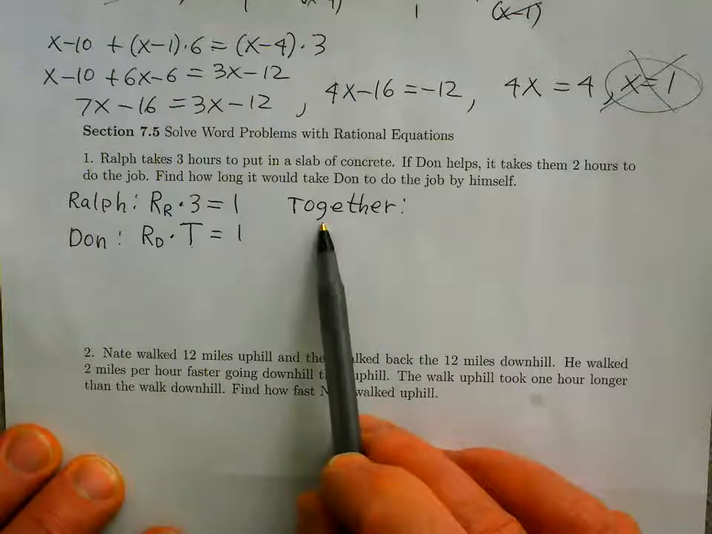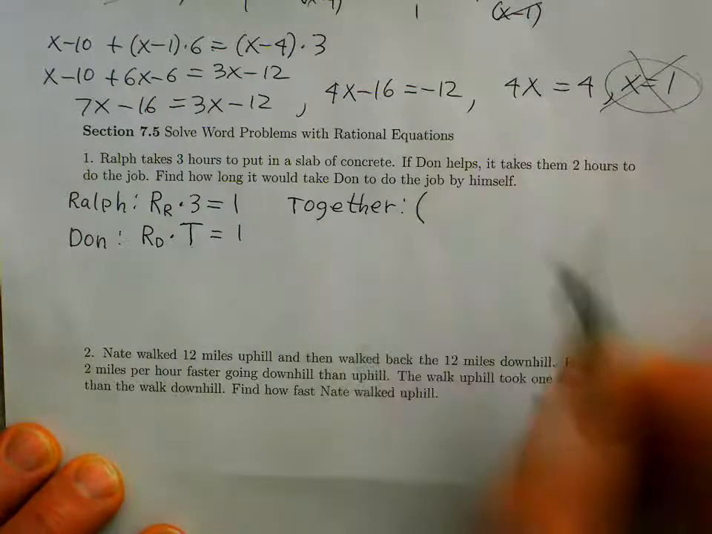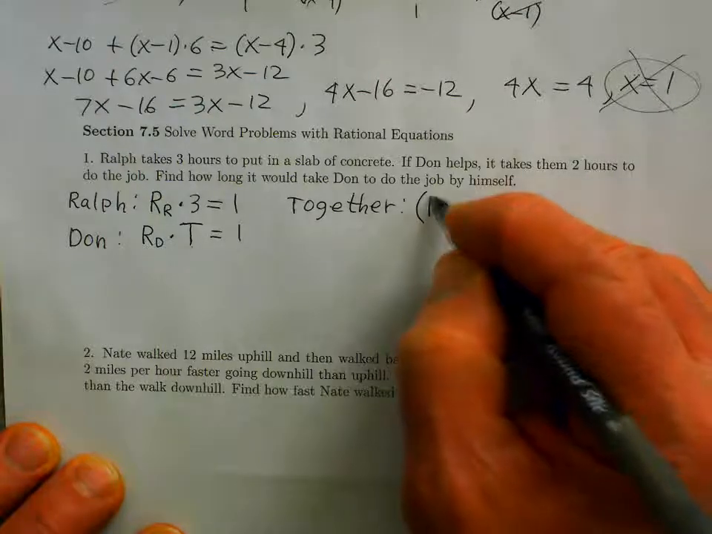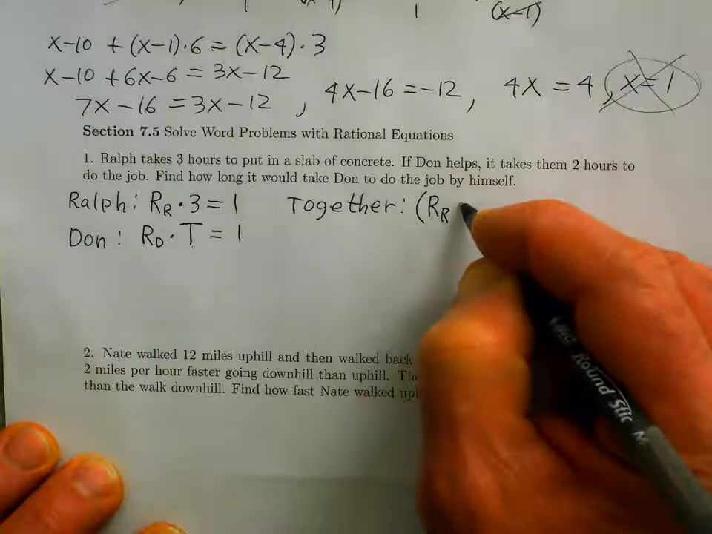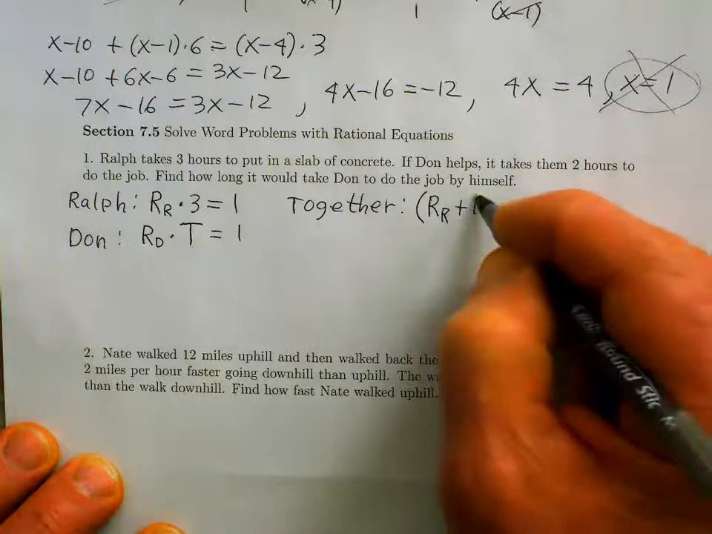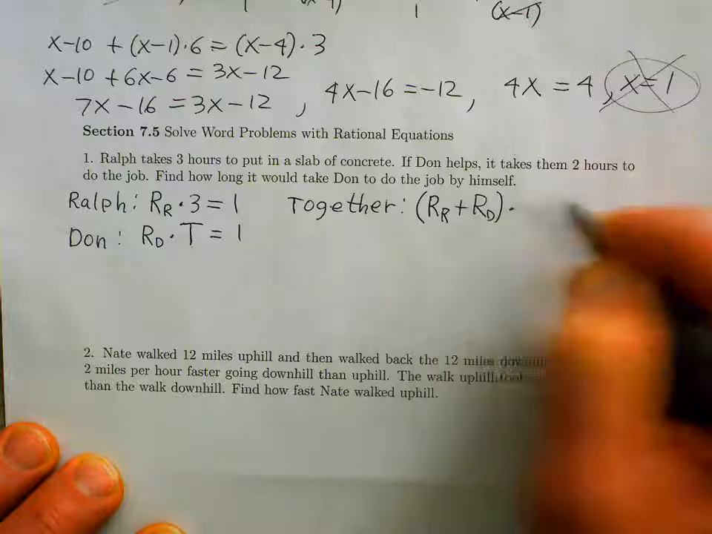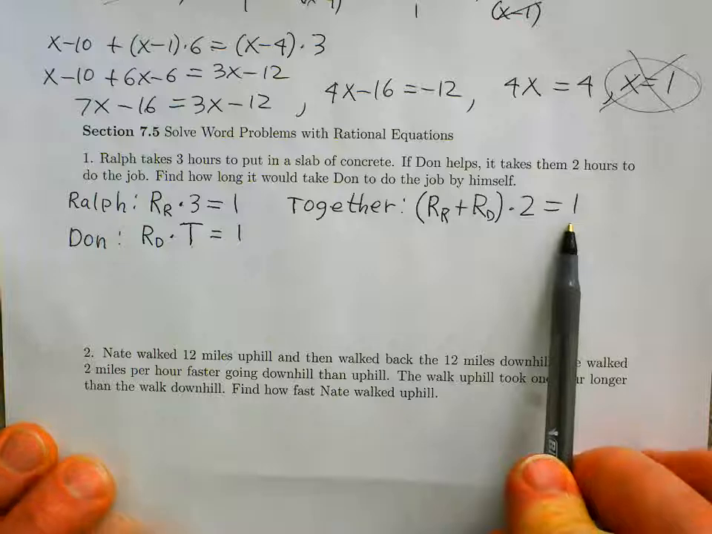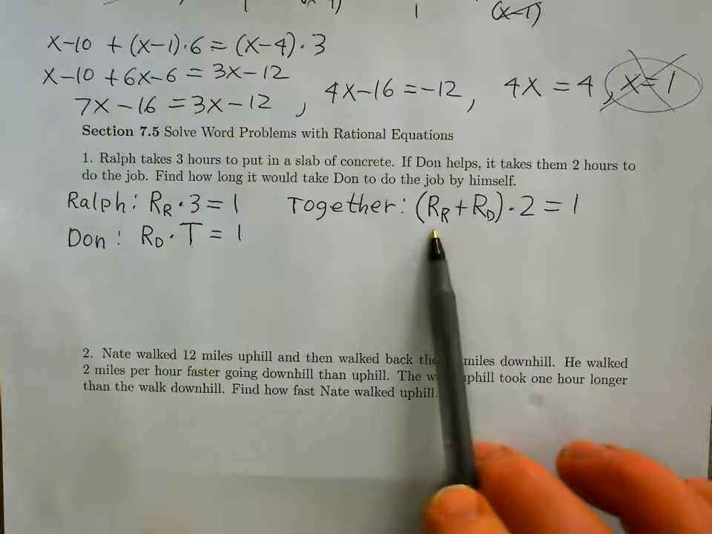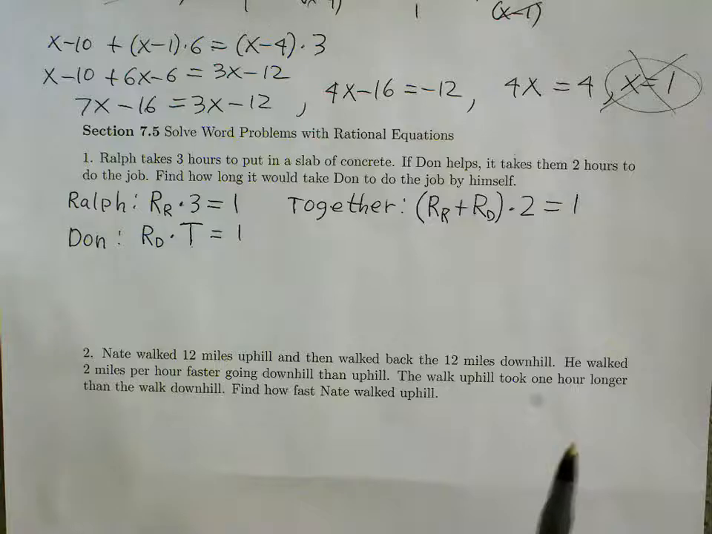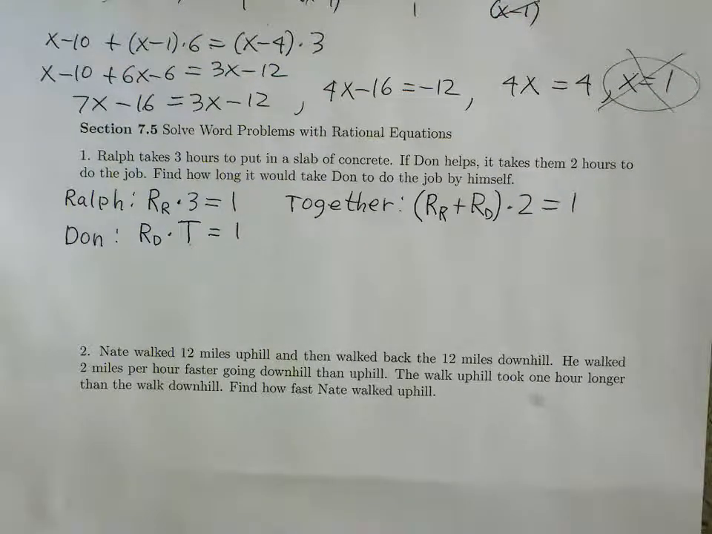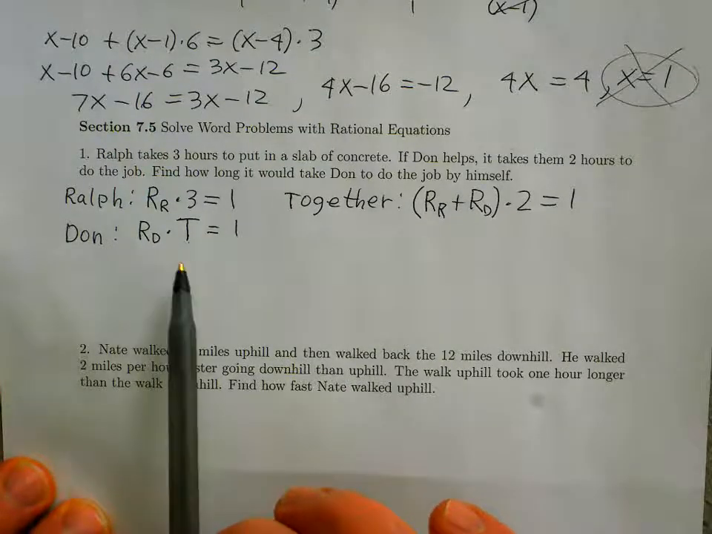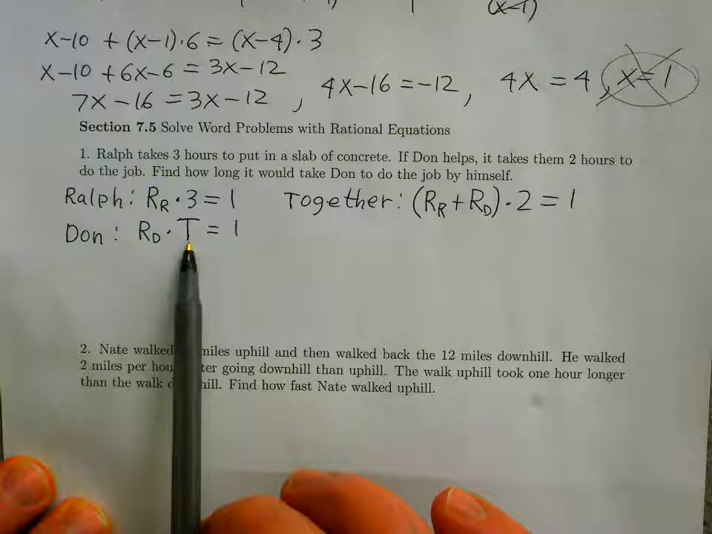But we are told that when they work together, they can do the job in 2 hours. So when they work together, it's Ralph's rate plus Don's rate times 2 hours equals 1 job completed. So when they work together, we have rate times time equals 1. Okay, so we want an equation whose only variable is capital T.